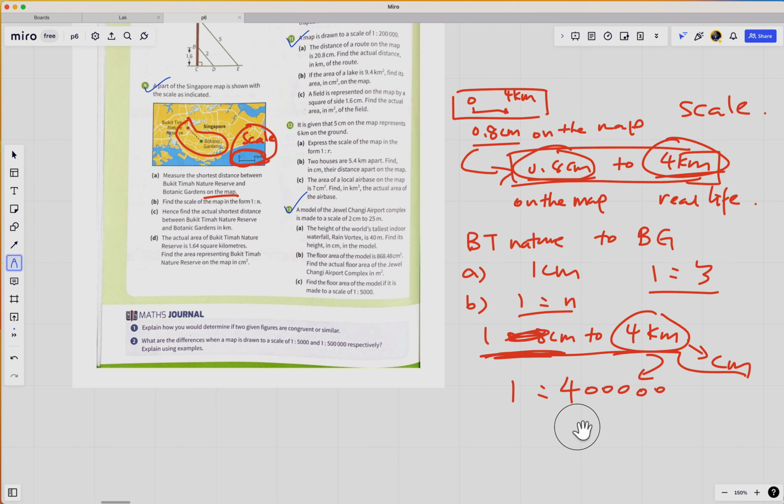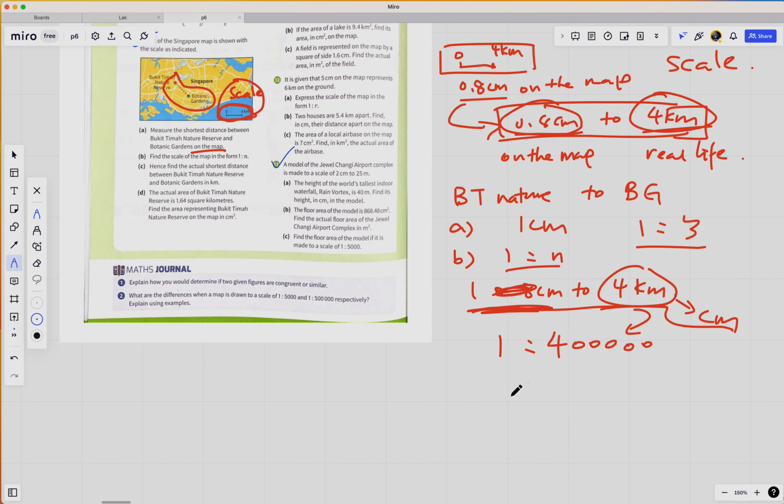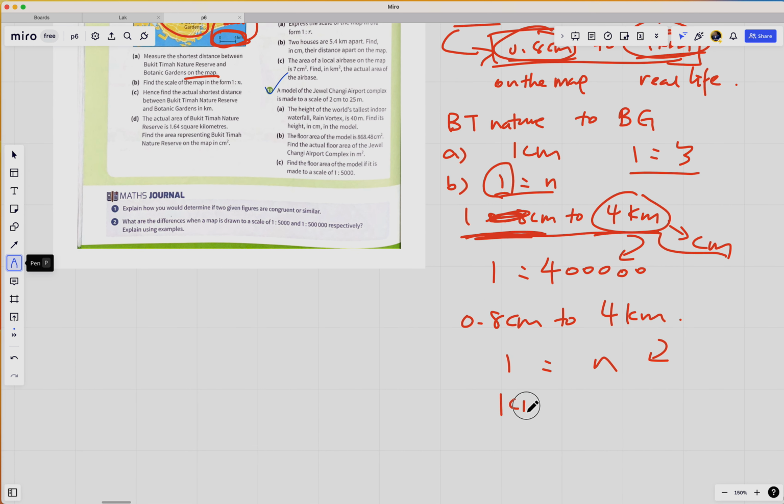According to my measurement yesterday, it's 0.8 cm to 4 kilometer. So now the question is, they force the first one to be 1, right? So I cannot use 0.8. I also cannot use 0.5. So the question basically is asking 1 to what? It's very simple. So this one is 1 cm to how many cm? If 0.8 cm is 4 kilometer, then 1 cm is to how many cm?